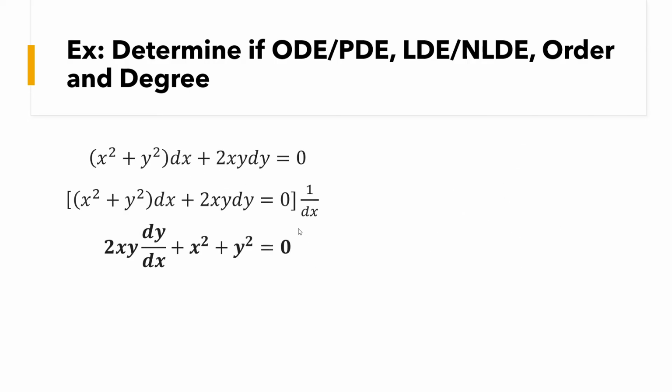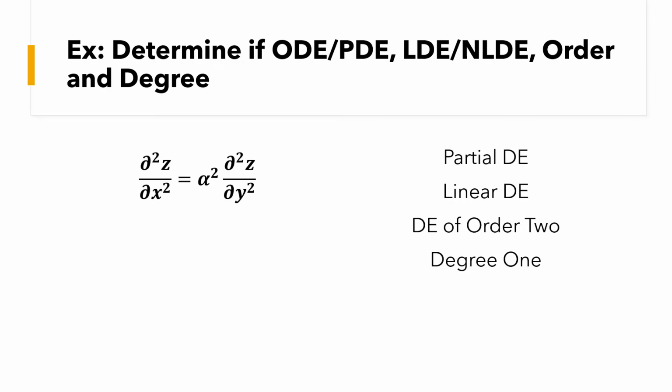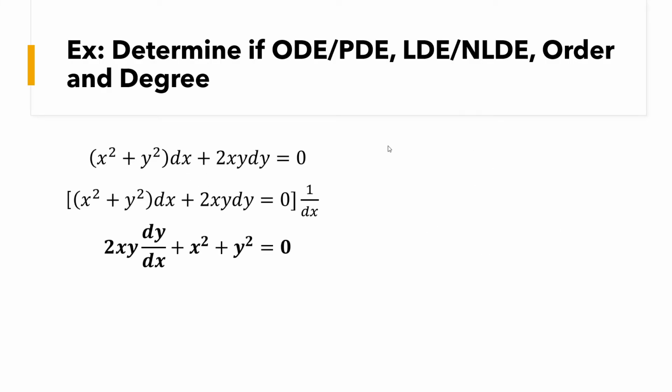Next. So we have here the given x squared plus y squared multiplied to dx plus 2xy dy is equal to 0. However, it is somehow quite hard to determine if it is linear. Ordinary is easy, since you're just dealing with regular derivatives. For the order and degree, we first need to isolate our derivative dy over dx.